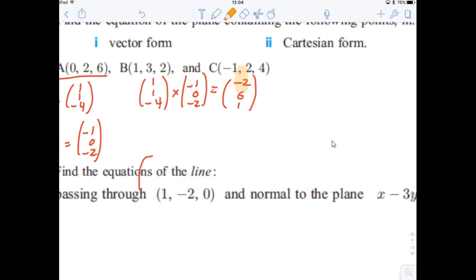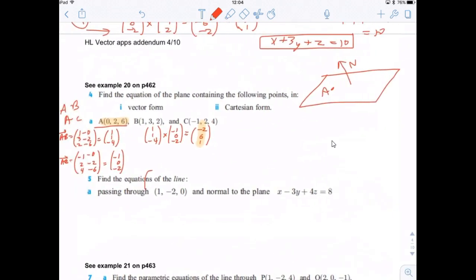And we know that the point that we want to use is point A. So now we can write the equation. Basically what we're going to say now is that we can define all the points x, y, z. We'll say that this is a possible x, y, z point. We can define all the points x, y, z by saying the vector x, y, z minus the vector a, which is 0, 2, 6, is perpendicular to the normal vector.